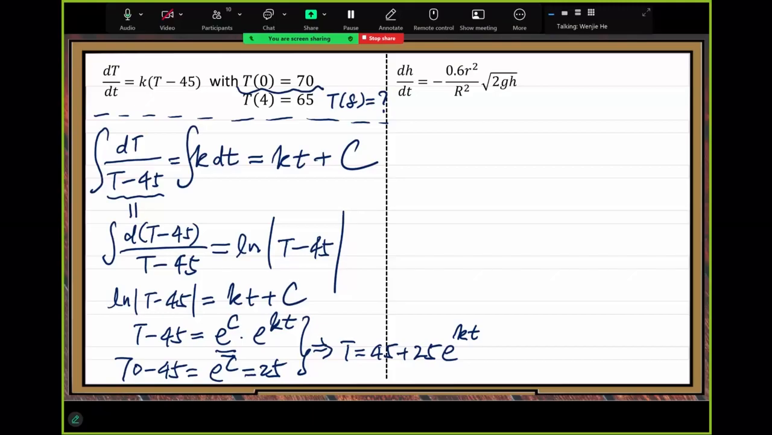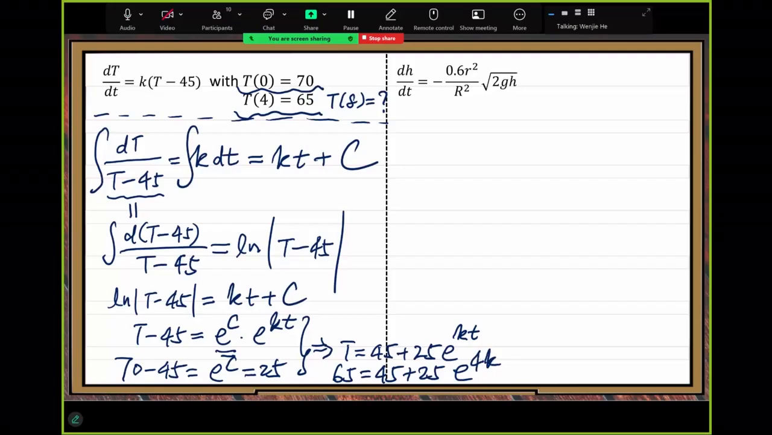But little k is unknown, right? To determine little k, we need t of 4 equals 65. We have another condition we can use. T of 4, that means 65 equals 45 plus 25 times e to the 4k. E to the 4k.